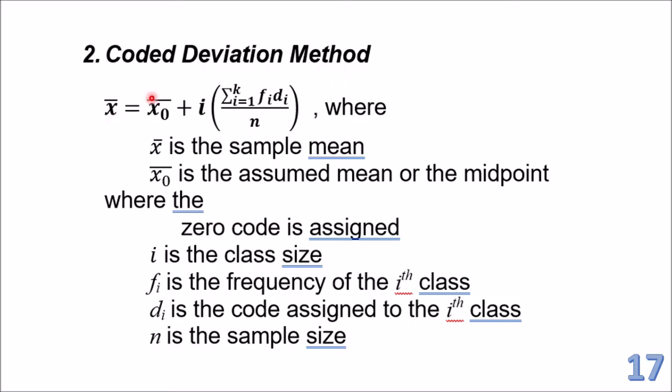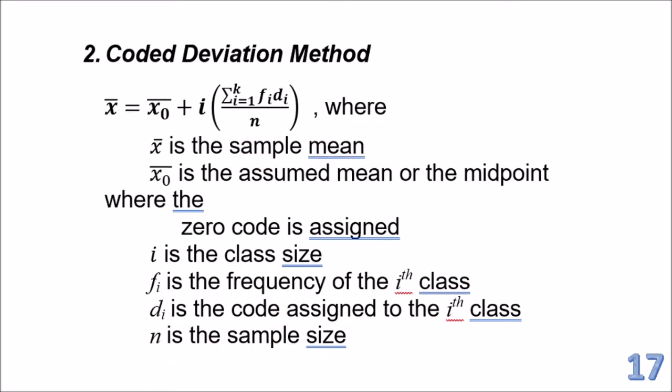So ano lang na iba dito, we have in the formula x sub o. This is the assumed mean or the midpoint where the zero code is assigned. I, the class size. F, frequency of the ith class. And D, the code assigned to the ith class, and N is the sample size.